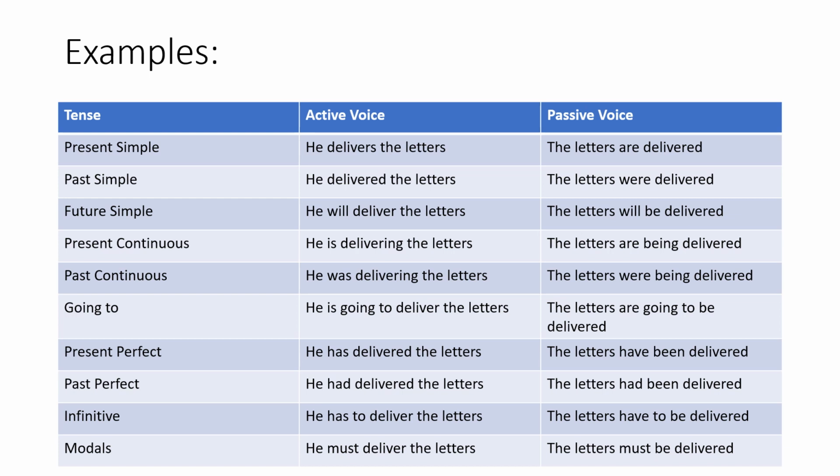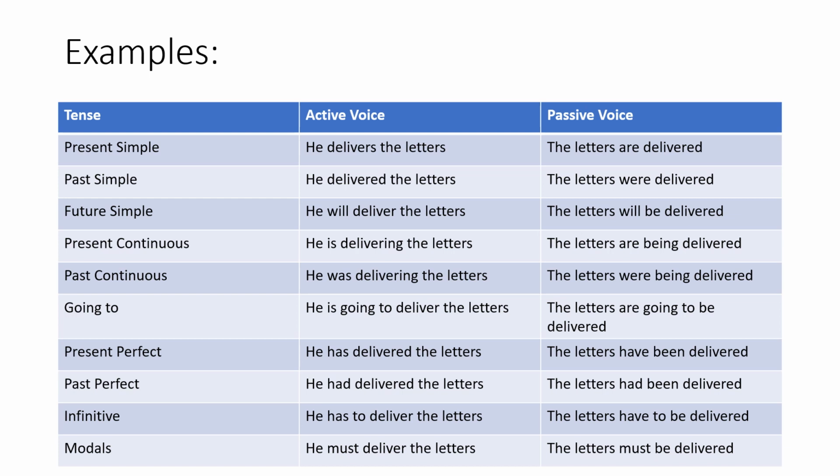In the past continuous tense, we can see that he was delivering the letters, so the letters were being delivered. Why? Because letters has an s, so we need to add were, and the addition of being is here because it is past continuous tense. In this example, you can see that he is going to deliver the letters, and in the passive voice, the letters are going to be delivered. So the addition of be is here after to in this sentence.